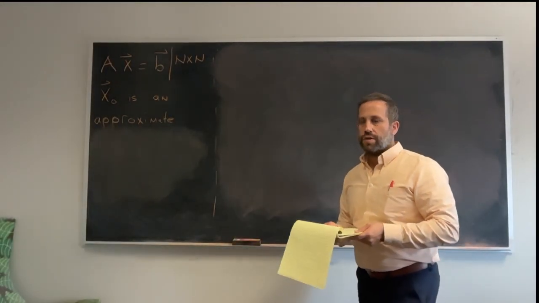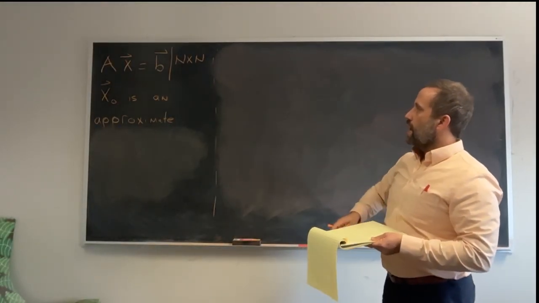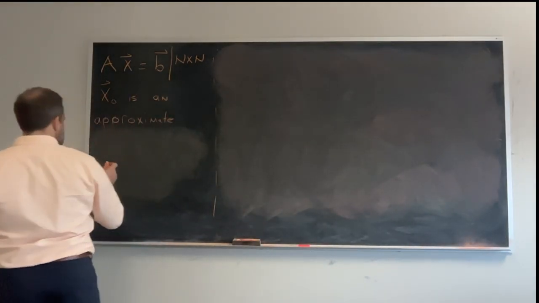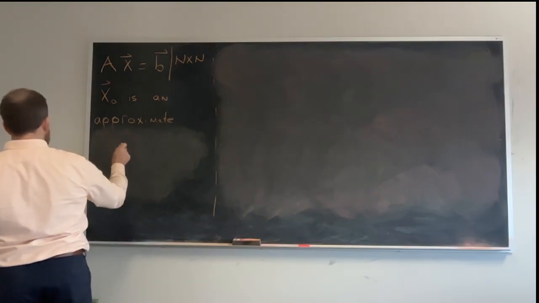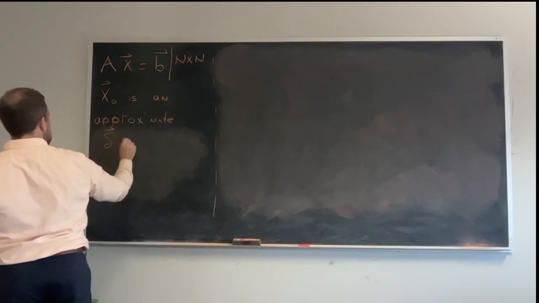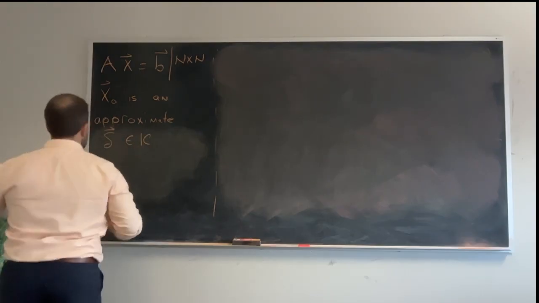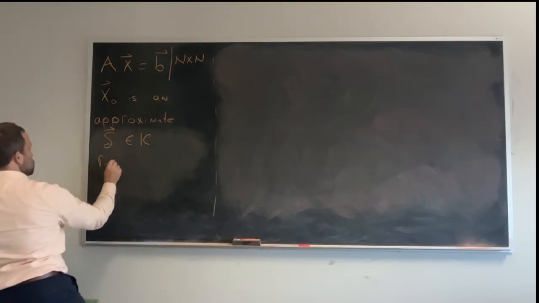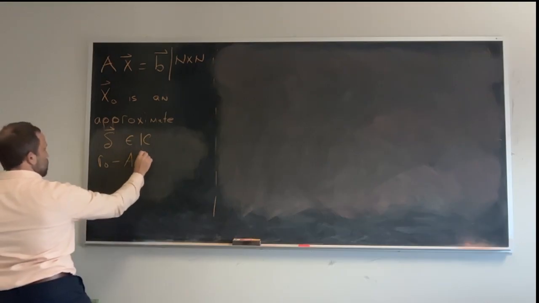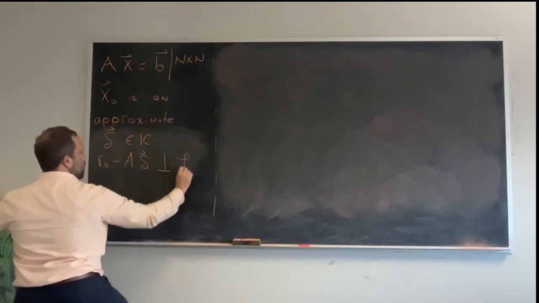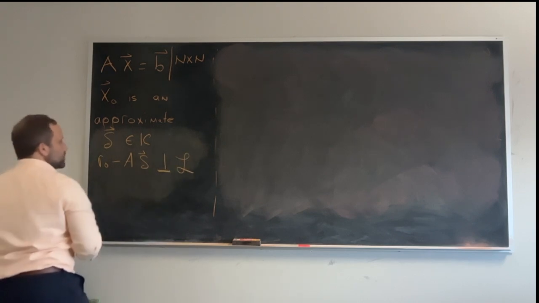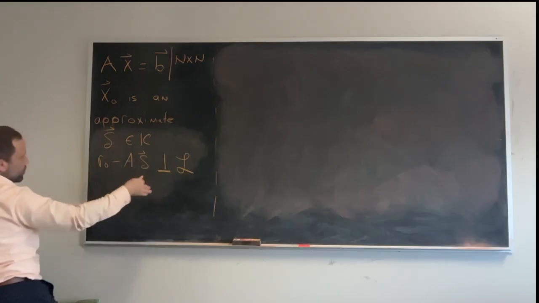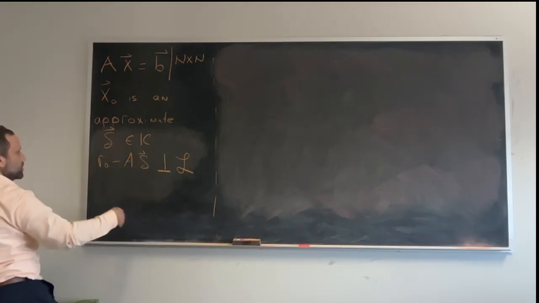Okay, so the setup that we saw in the previous video is we're trying to solve this. X naught is an approximate solution, and what we want to do is find a delta in a vector space K such that R0 minus A delta is orthogonal to some given subspace L. And again, we haven't explained why this is a good procedure to get us to a better approximation or anything like that.